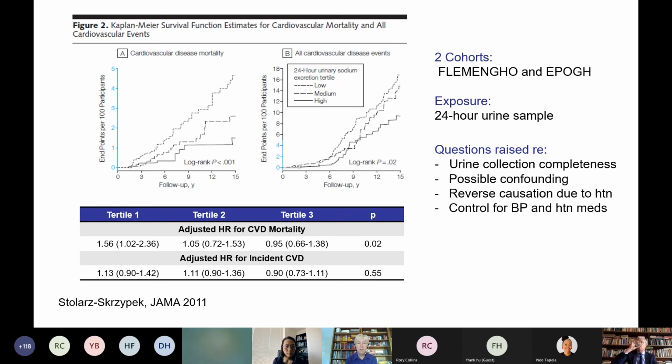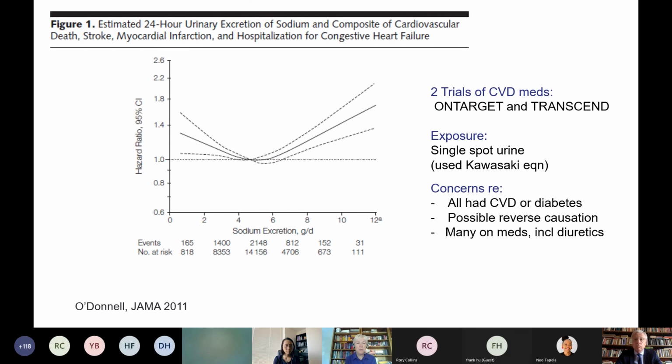However, this got quite a lot of attention. Many of the people were on hypertension medications, though. By controlling for that and for blood pressure, it adjusts for some effects that could be in the causal pathway. There are other studies, though, that showed a similar result. This was a study published again in JAMA in 2011 that looked at 2 trials of cardiovascular medication. So people on these trials, they collected a single spot urine. They had to adjust this to mimic a 24-hour excretion using a Kawasaki equation.